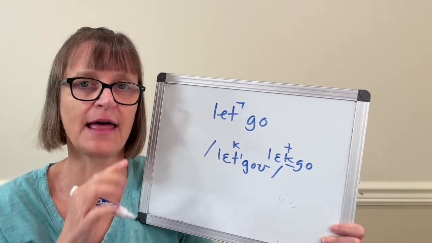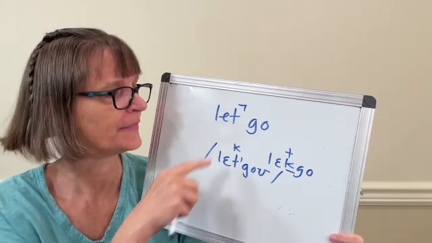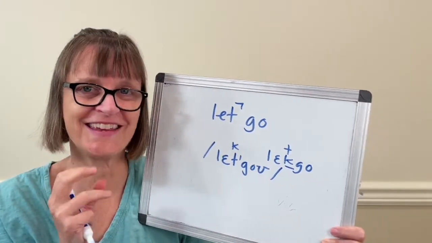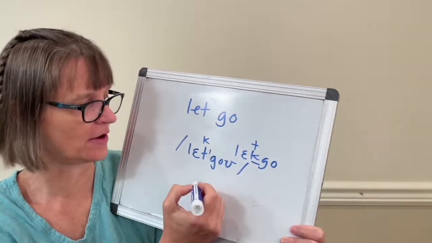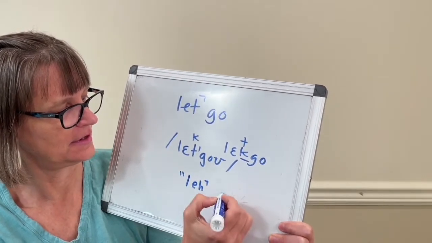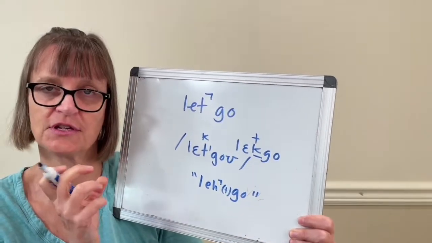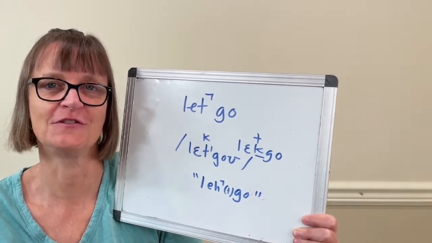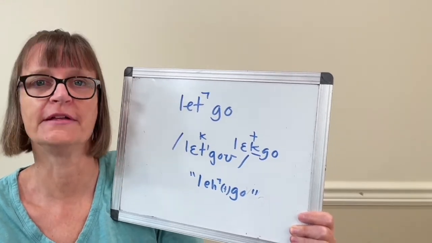So "let go," or "let go." You don't want to hear a K or a T. You want to have a stopped short air. So you're going to have the "let" sound, and then instead of saying that T, the air is just going to stop, and I'll release right into the G of "go." Let go. Let go of me. I need to let go of it.